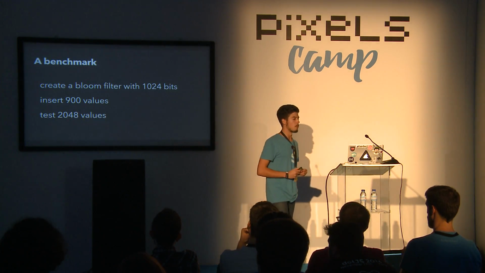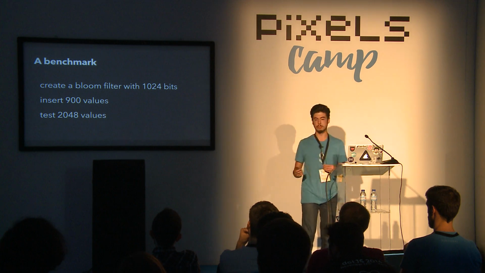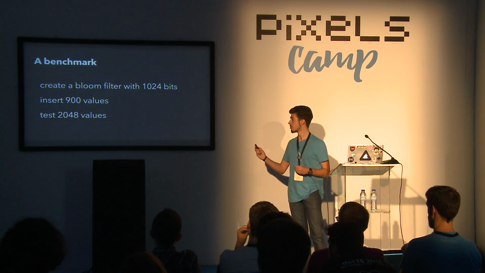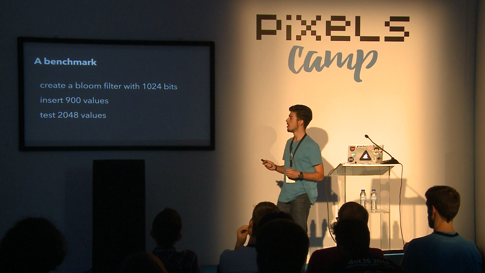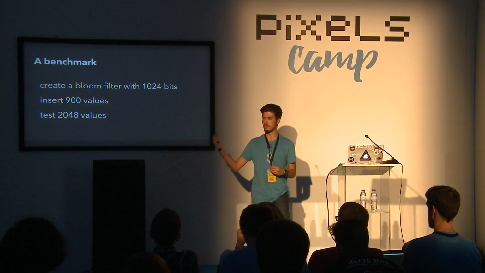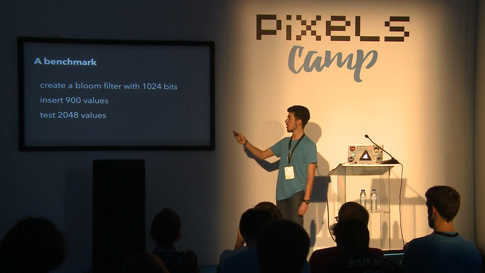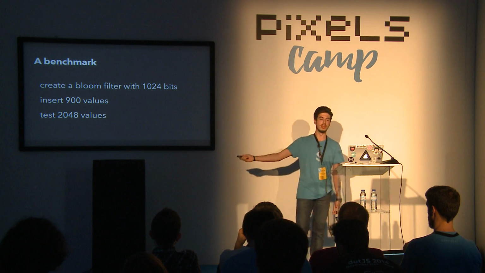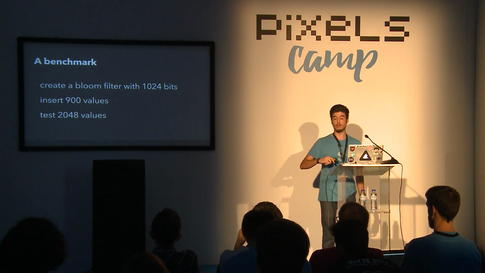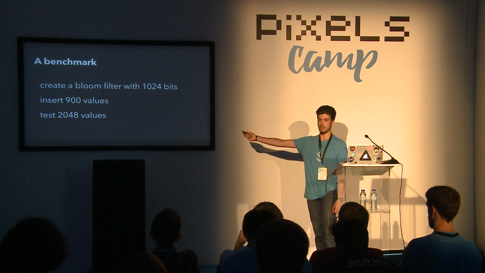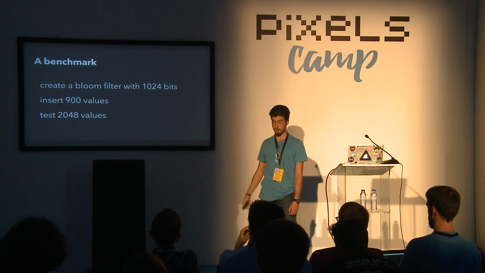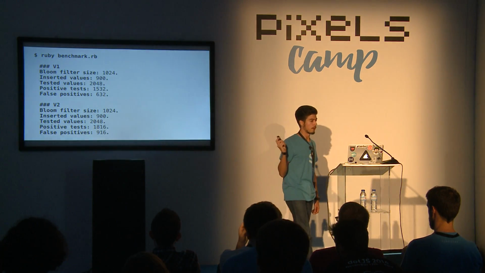So I did a benchmark. I created a Bloom filter. I just put in 1024 bits. I inserted 900 values. And then I tested 248 values. So the Bloom filter is going to have 900 values within it. And we're going to test if we have a lot of false positives with numbers that aren't in the Bloom filter. I ran the benchmark.